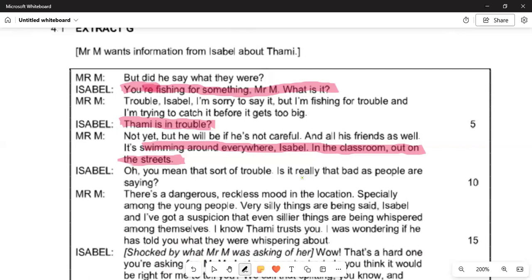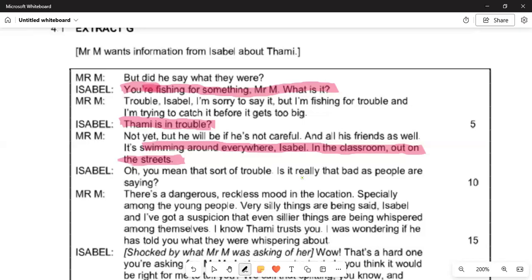Isabel replies, Tammy is in trouble? Mr. M, not yet, but he will be if he's not careful, and all his friends as well. It's swimming around everywhere, Isabel, in the classroom, out on the streets. So we can see Mr. M here is giving Isabel an idea of what is going on, and it is being discussed also on the streets. Isabel replies, oh, you mean that sort of trouble? Is it really that bad as people are saying?